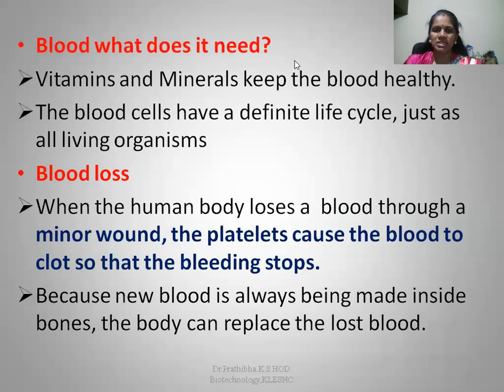Blood, what does it need? Vitamins and minerals keep the blood healthy. The blood cells have a definite life cycle just as all living organisms.